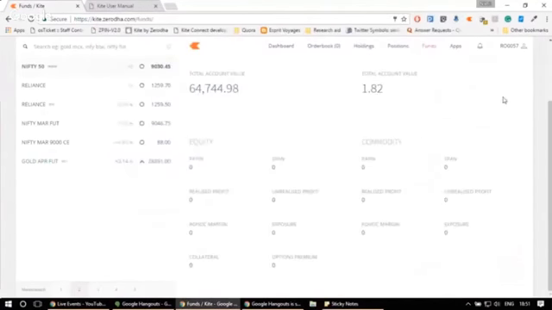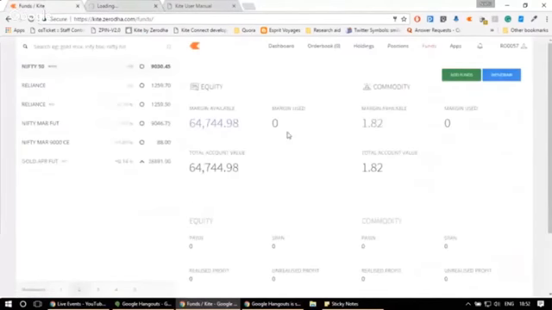Withdrawing funds is quite simple. You click on fund withdraw, it takes you to Q, the back office, where you'll be able to withdraw your funds.